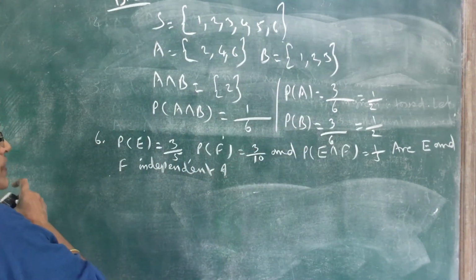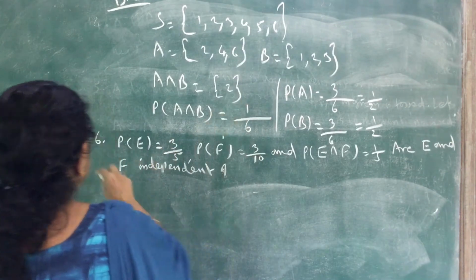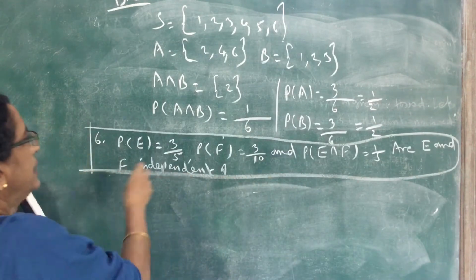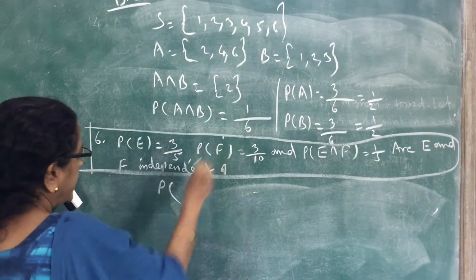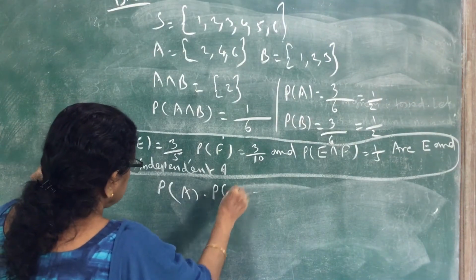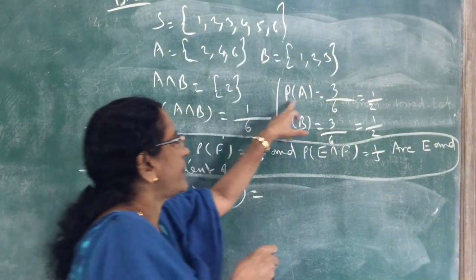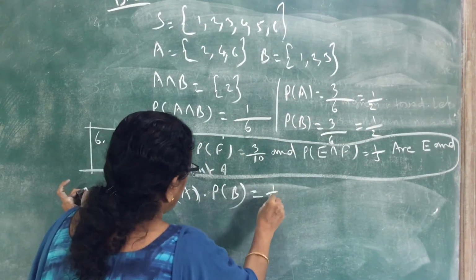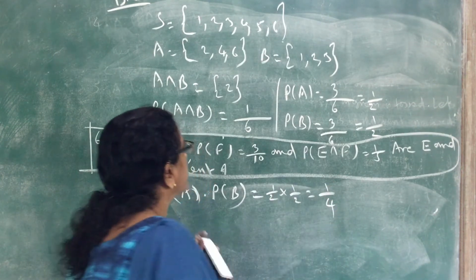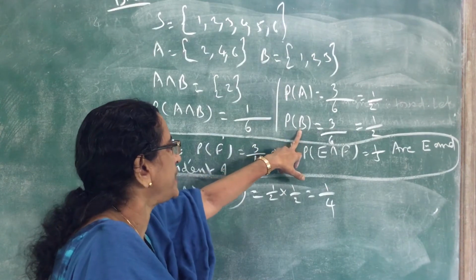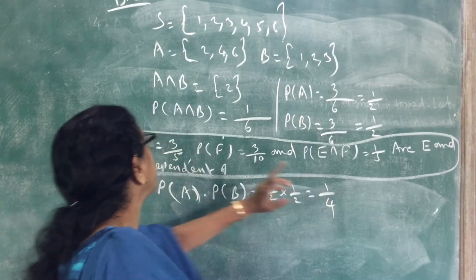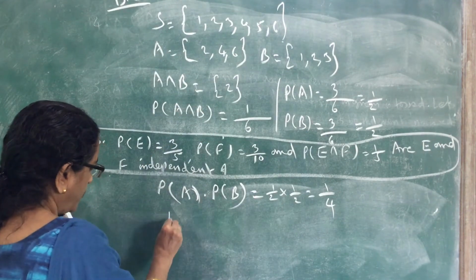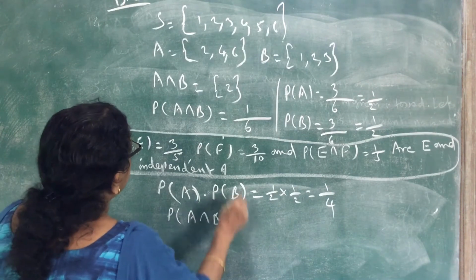So now we can find, this is 1 by 6. Then, probability of A into probability of B. Probability of A 1 by 2, probability of B 1 by 2. So probability of A into probability of B is 1 by 2 into 1 by 2, that is equal to 1 by 4. And we got probability of A intersection B, that is 1 by 6.